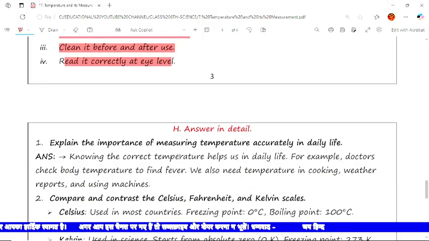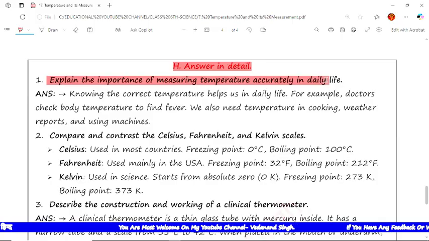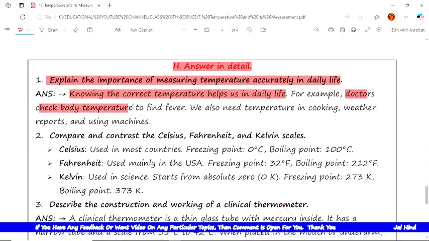Now the next is answer in detail. This is the last type of question, where we have to give a detailed answer. The first question is: explain the importance of measuring temperature accurately in daily life. The answer is that knowing the correct temperature helps us in daily life. For example, doctors check body temperature to find fever.